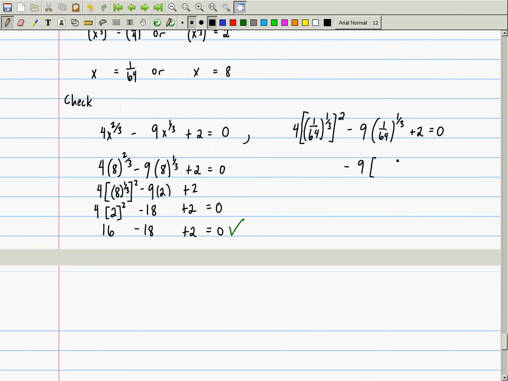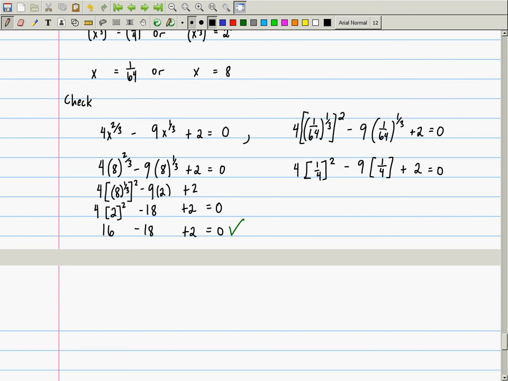It's 1 over 4, right? The reason you should know that is that you should know 64. 64 can be written in so many convenient ways. It can be 2 to the 6th. It can be 4 to the 3. All these kinds of things. So if 64 is 4 to the 3, then 64 to the 1 over 3 is 4. So 1 over 64 to the 1 over 3 is 1 over 4, plus 2 is 0. So this is 4 times 1/4 squared.